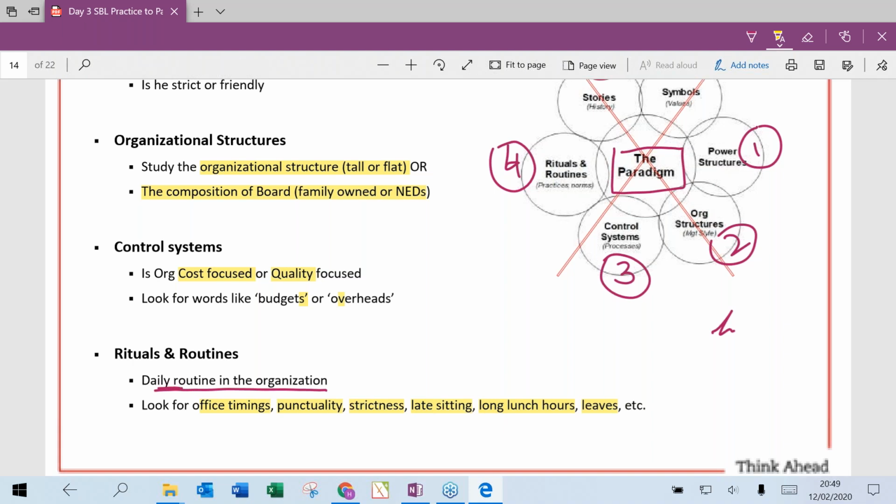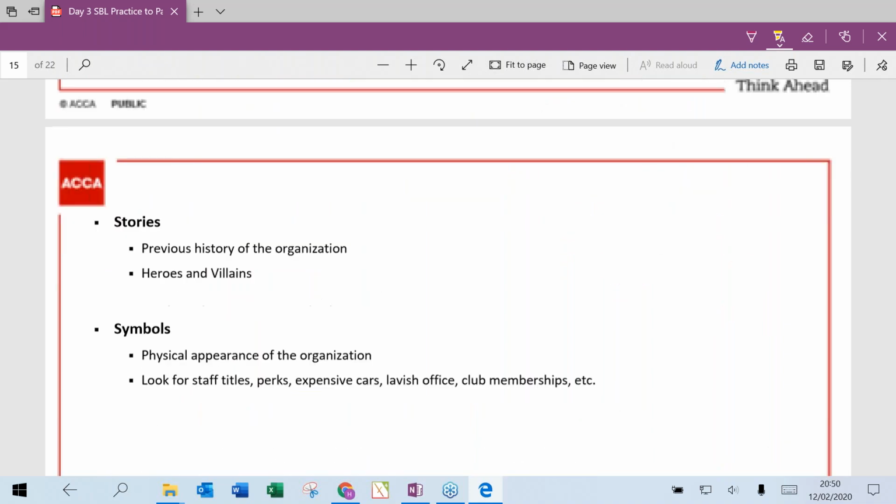All right. So under rituals and routines, we look at office timings, the punctuality, the strictness, the late sitting, long hours, leaves. By rituals and routines, you mean the daily practices and habits of that organization. And then we look at stories. What do you mean by stories? We look at the previous history of the organization.